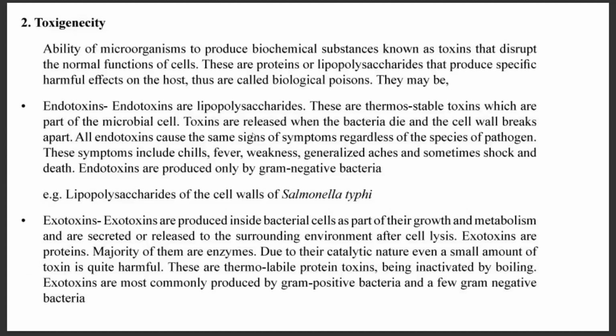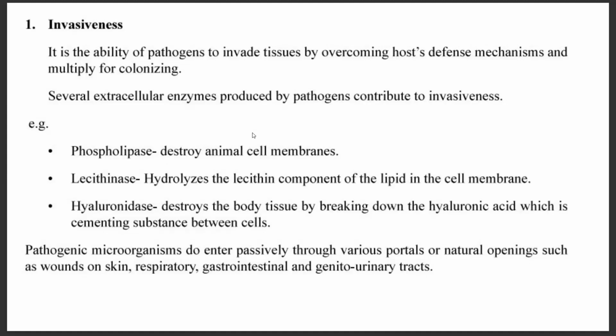Toxigenicity. Right? Here toxigenicity is the second mechanism. Here the microorganisms can produce toxins. A toxin is a biochemical substance. They can produce toxins, and those toxins can disrupt the normal function of cells. Toxins are a biochemical substance, right? What happens with them? They can disrupt the normal functions of the cell.